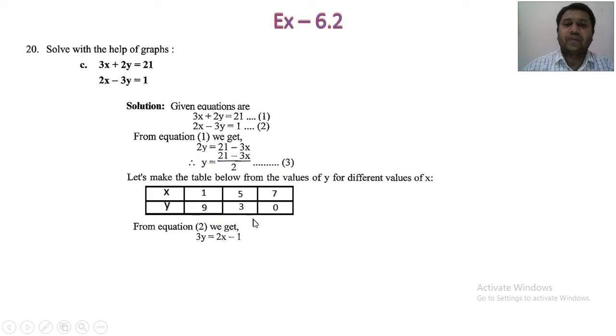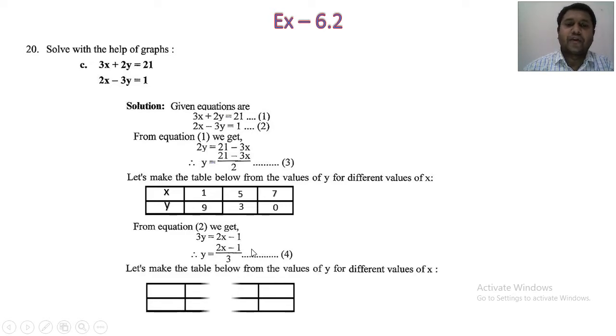So now from the second equation we can write 3y equal to 2x minus 1. I just change the side. Then y equal to 2x minus 1 by 3. That is our equation number 4. So from that, let's make the table below for the value of y for different values of x. Similarly, I'll let it be x and y. For x equal to 2, 2 into 2 means 4, 4 minus 1 means 3, 3 by 3 equal to 1.